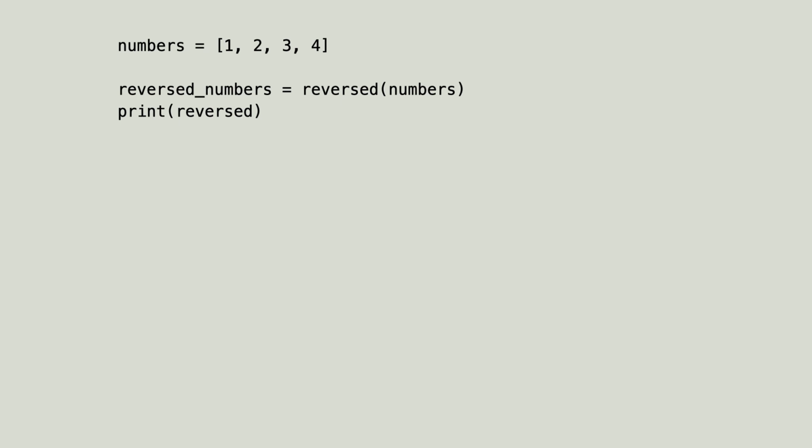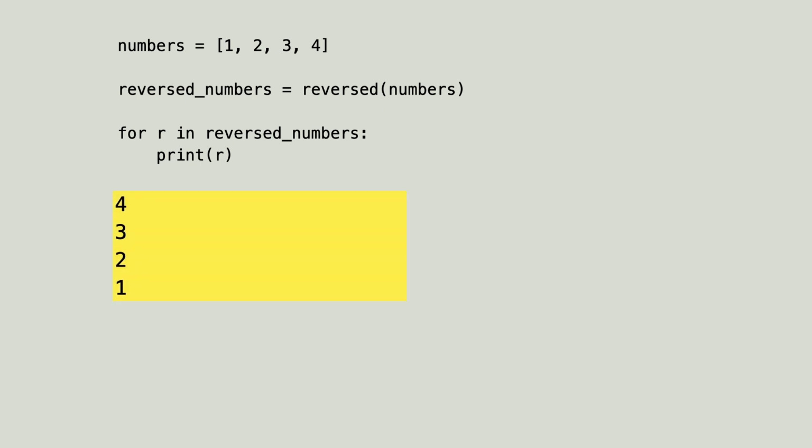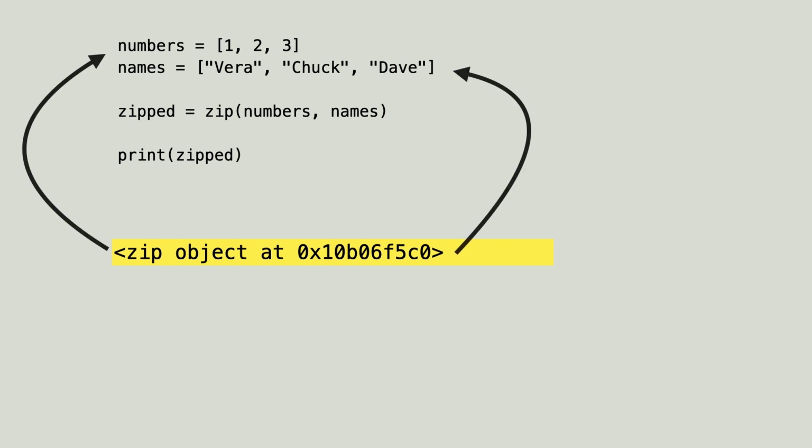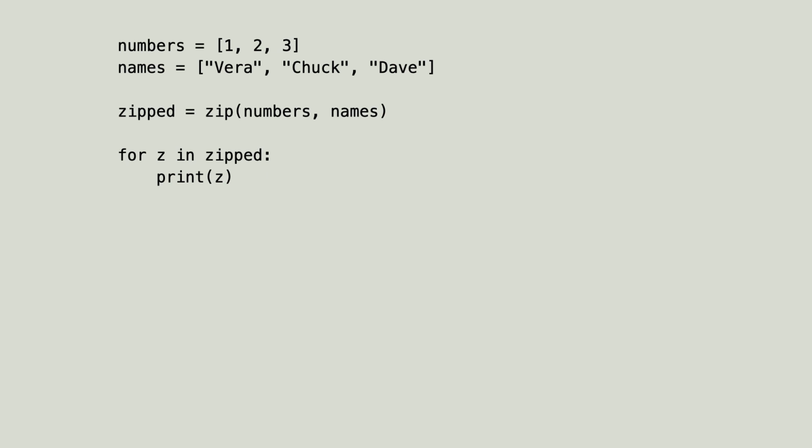If I execute this code, I don't get a list, but a reversed class. And what have I iterated? Yep, that works. And there are more examples. What is the output here? It is a zip object that holds references to the numbers and names list. What if I iterate it? Elements are produced from the numbers and names list.